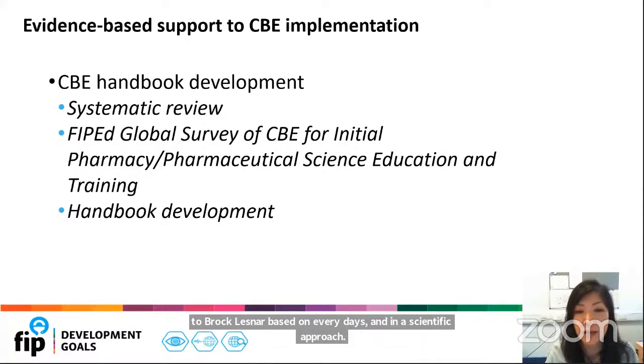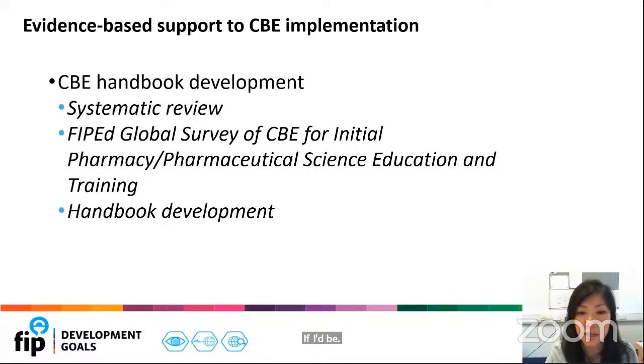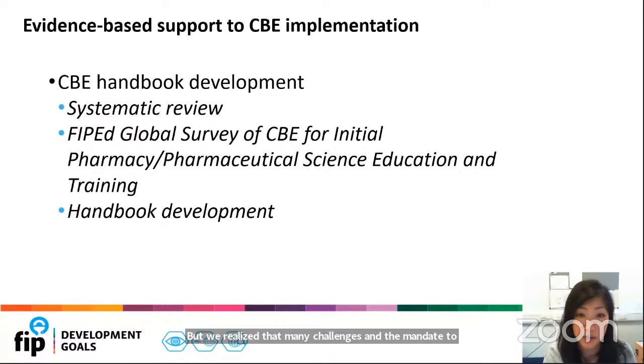FIP has experience in supporting the development of local and national competency frameworks based on the previous global competency frameworks, but we realized that many challenges remain in actually implementing the CBE in initial education. Having considered some important features of personalizing the process of mastery of competencies, it has been very difficult for initial pharmacy education to adopt all key features in CBE in such regulatory bounded initial education in many countries and institutions.